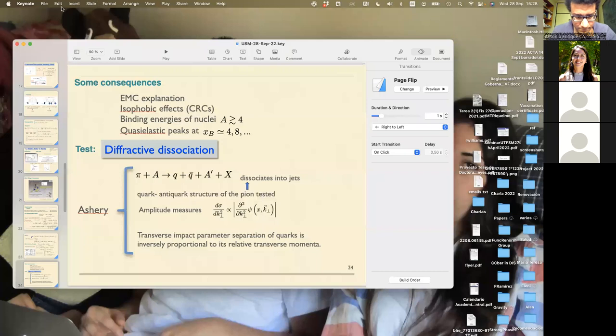And does this happen very often, or is it a small fraction of all the collisions? Well, I haven't seen the details. I have to look at the details of the paper. In the case of the pion, it's probably very often. When it breaks up, you can probably see two jets. I see.